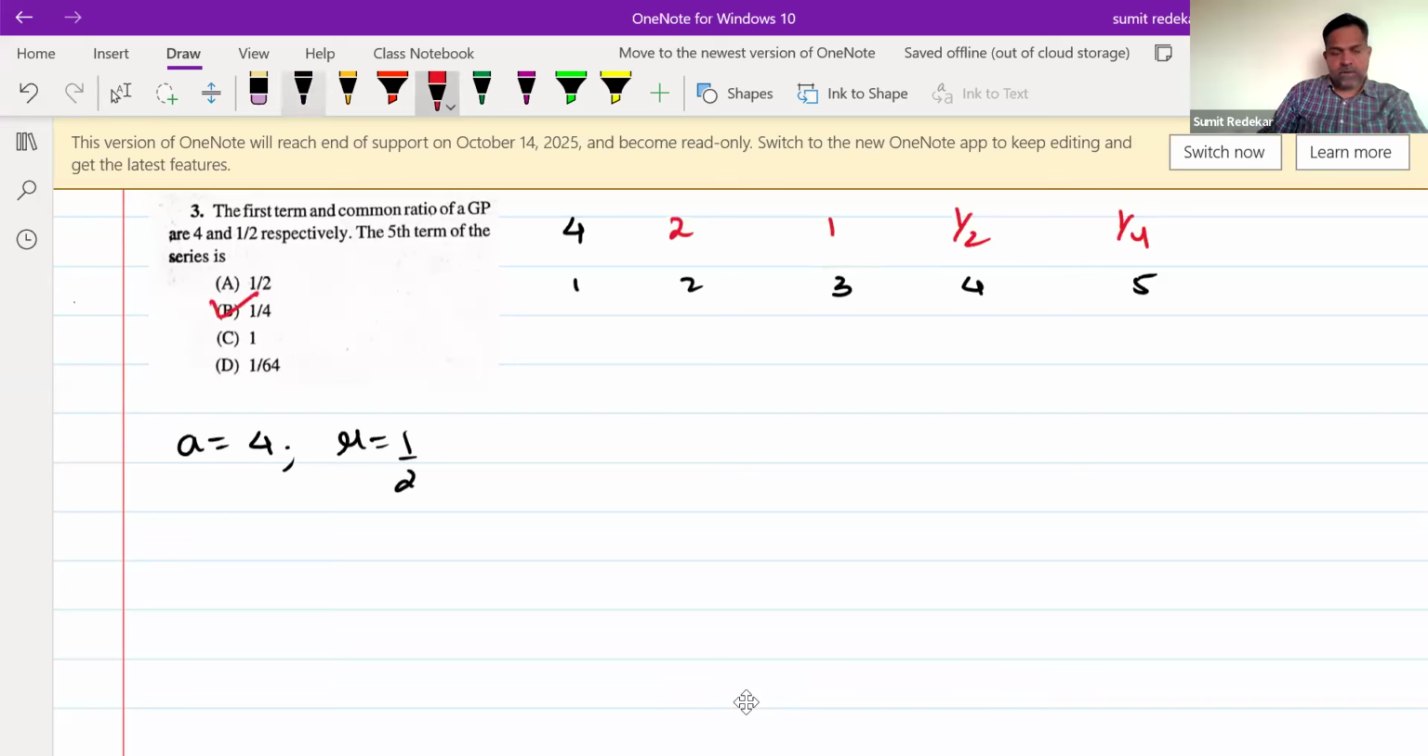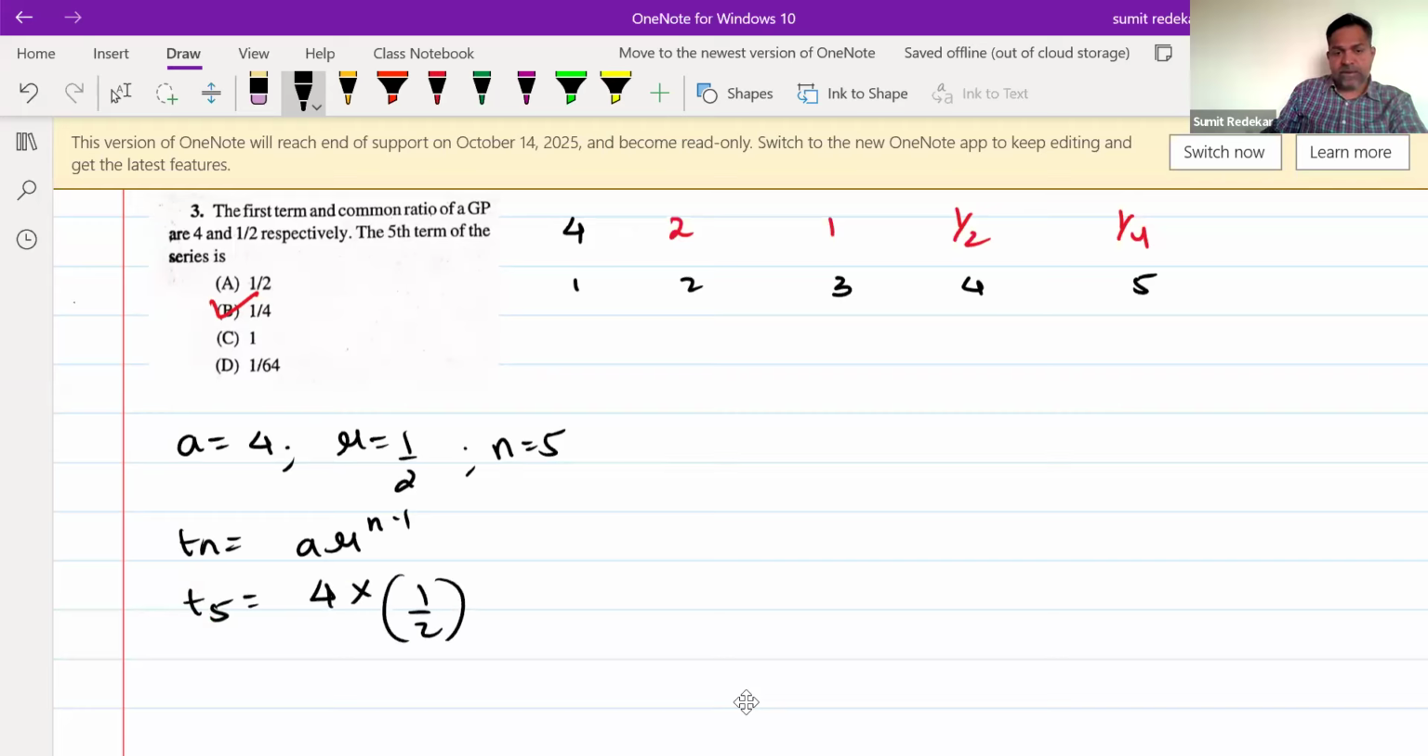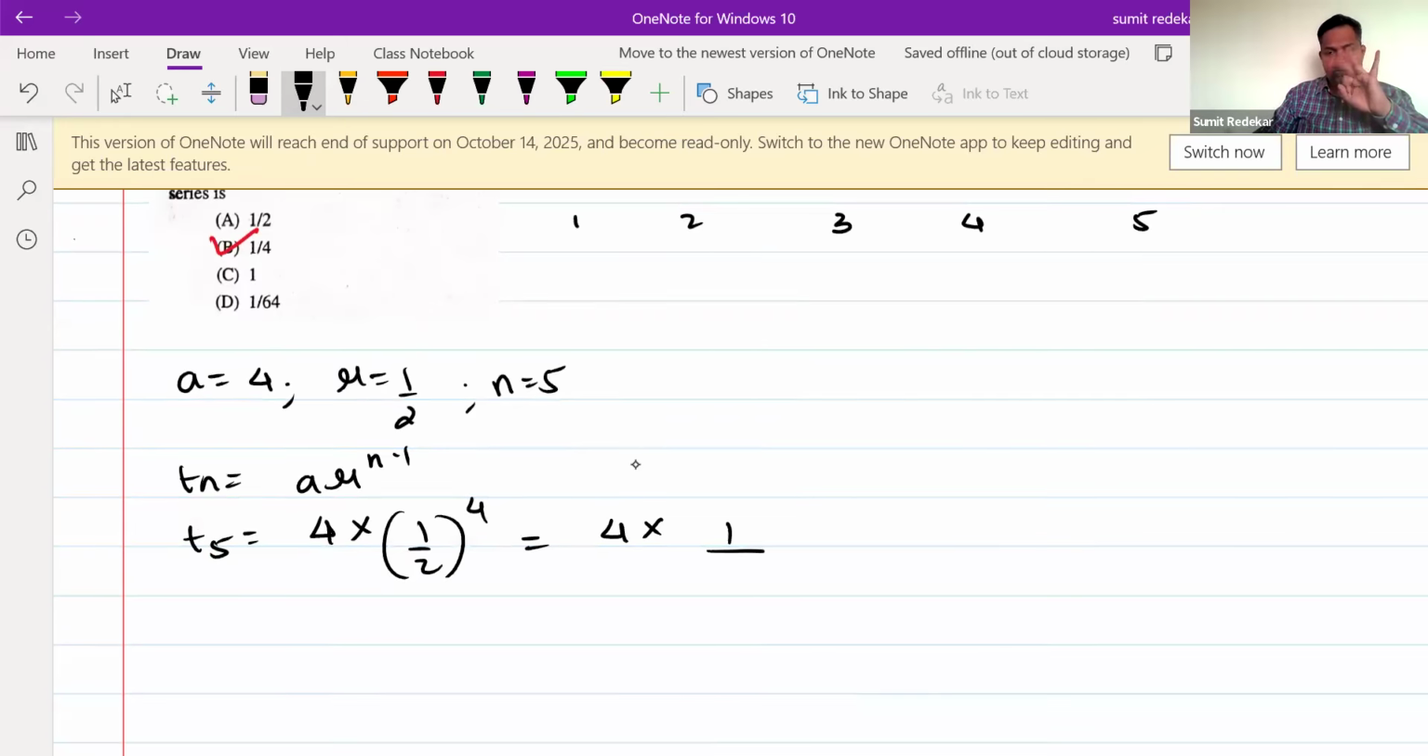Or you can actually solve this. They want the fifth term, so n is equal to 5. I'm going to say Tn of a GP is AR raised to n minus 1. So the fifth term of a GP is A, which is 4, r which is half, raised to n minus 1, which is 4 into 1 to the power 4, which is 1, and 2 to the power 4, which is 2, 4, 8, 16, so 16. It cancels, 4 1s are 4, 4 4s are 16. The answer is going to be 1 upon 4.